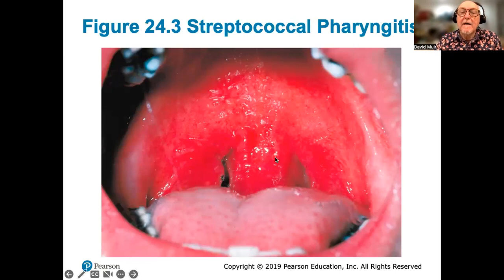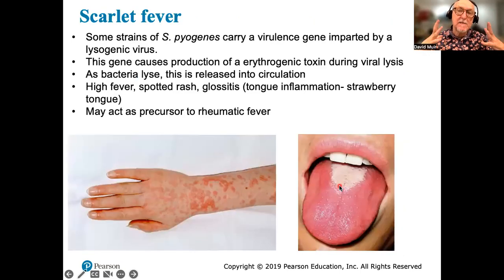These at the back here, they may look like highlights but they're not. These white specks here are bacterial colonies growing on the mucous membranes, and at the back here are the tonsils, also infected. But the release of that erythrogenic toxin produces some very distinctive effects. And the first disease that we talk about is scarlet fever.